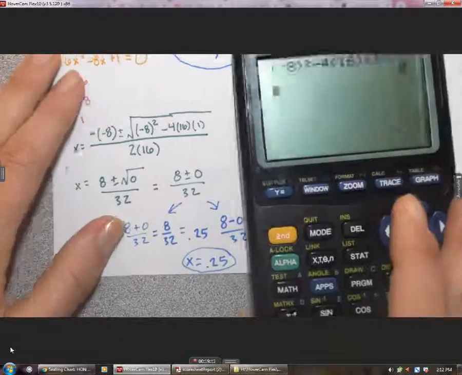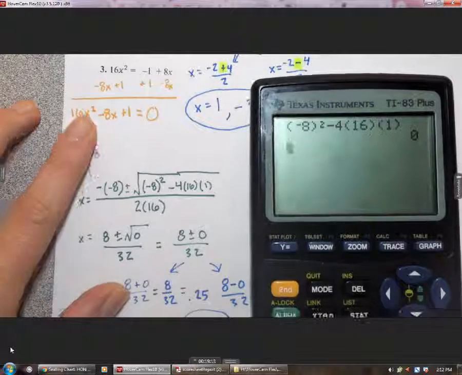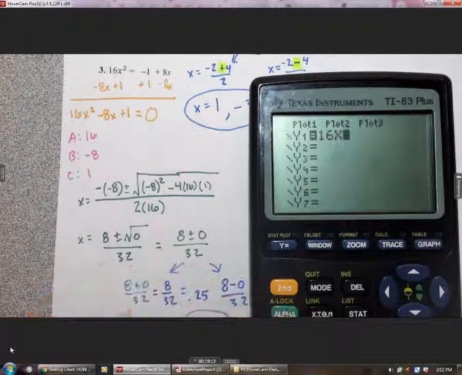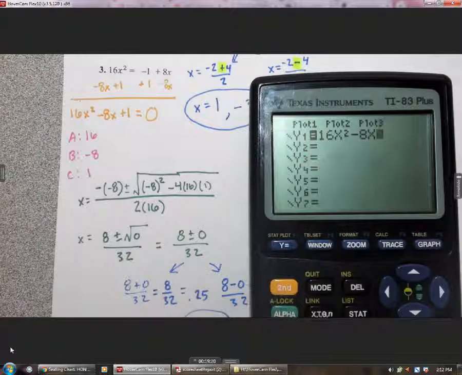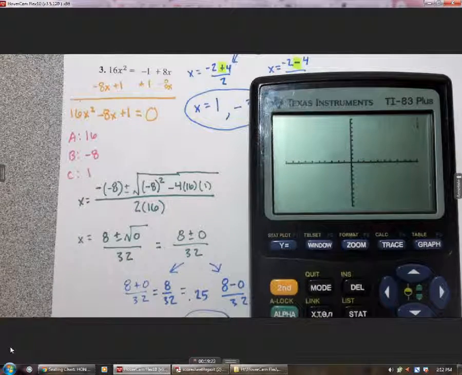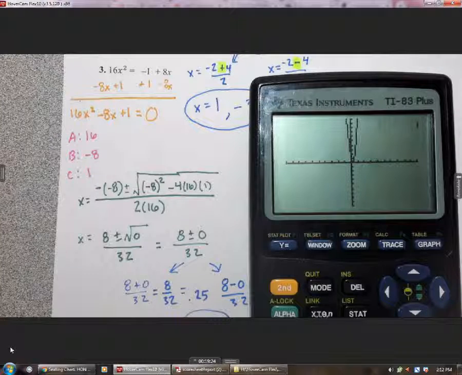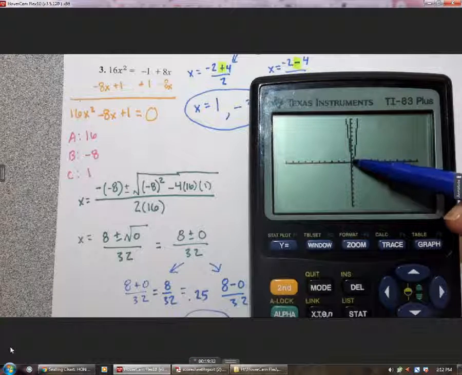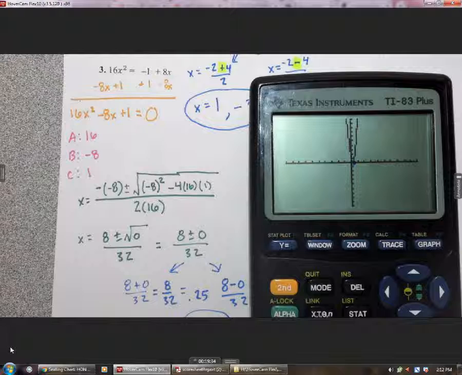Here's what this means. If I graph this, it would be 16x squared minus 8x plus 1. You don't have to graph this with me. Just look at the picture. Where's the vertex? How many times does it touch the x-axis? One time. There is one solution. Kind of cool, huh?